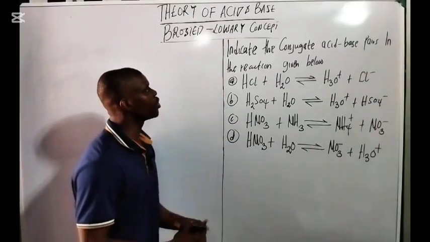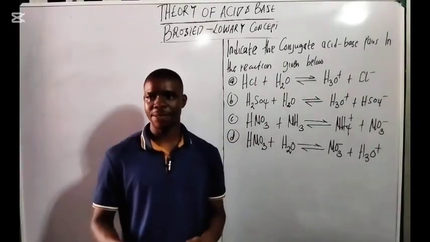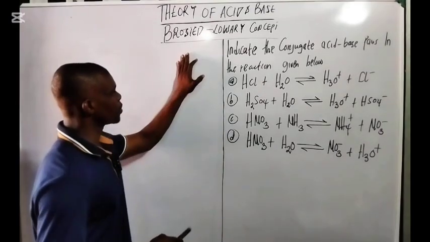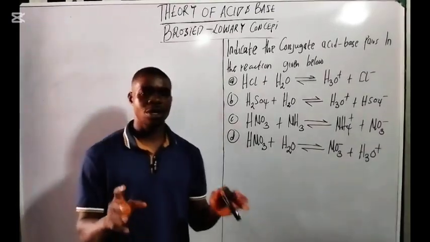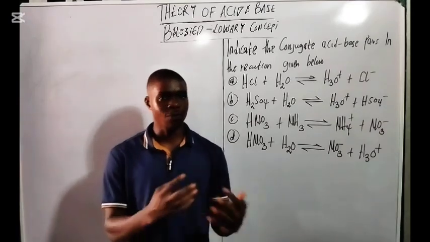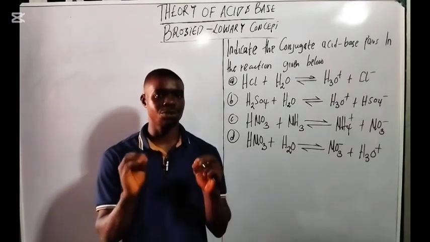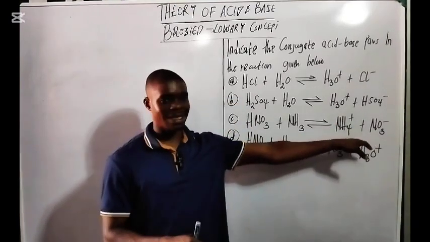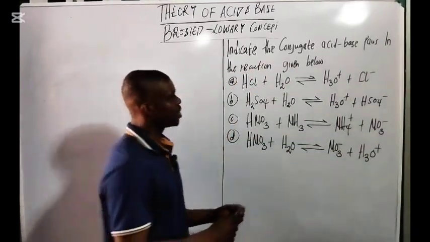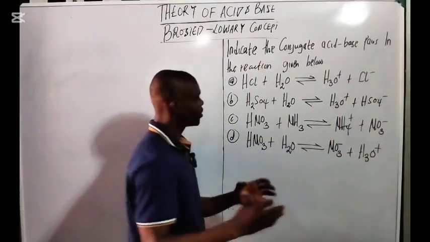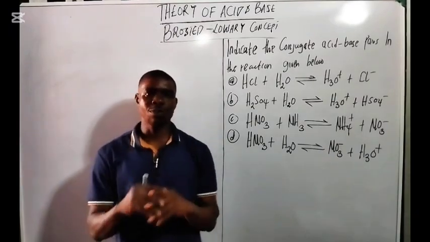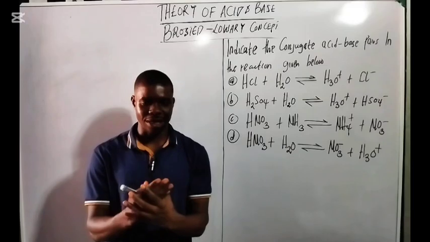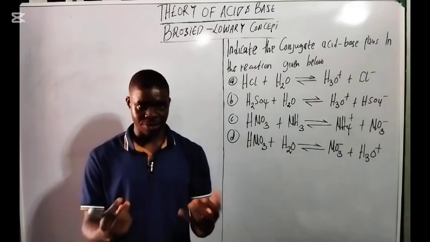Let's focus our attention on the theory of acid and base. Our key point of focus in this video is the Brønsted-Lowry concept, which is one important aspect of acids and bases that you must understand very well. I'm also going to teach you how to answer questions that ask you to indicate the conjugate acid-base pairs in the reaction given. But before we can start answering this question, let's understand the concept. What is the Brønsted-Lowry concept?